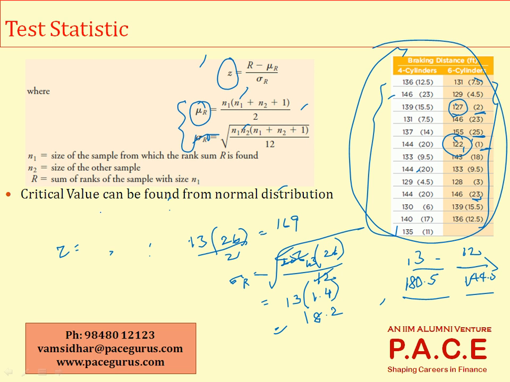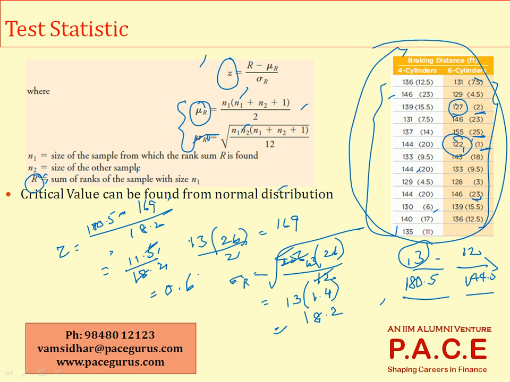R is, from the note here you are seeing that it is the sum of the ranks of the sample with size N1. With size 13, I want to find out the sum of the ranks of that, which is 180.5 minus mu. Mu is 169 divided by standard deviation 18.2. So all I am getting is around 11.5 divided by 18.2, which is somewhere around 0.6 or something.